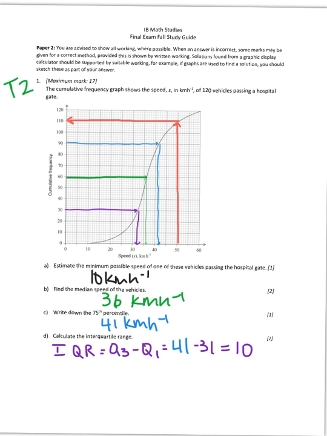So now we're getting into the paper 2 questions, the longer ones. So number 1 is a topic 2 question because we are looking at frequency of one variable happening, something with one variable, just the car's speed.